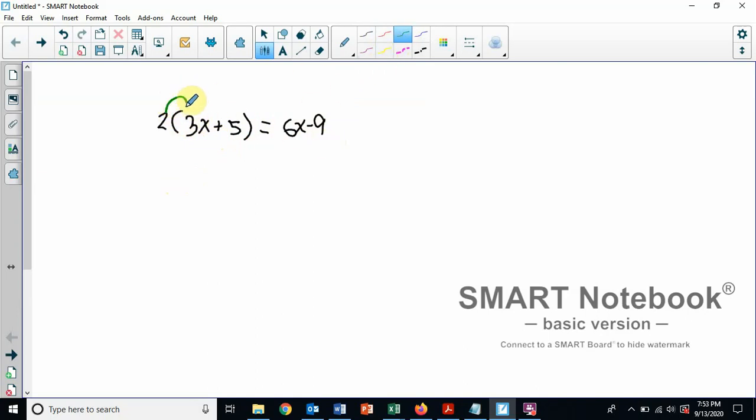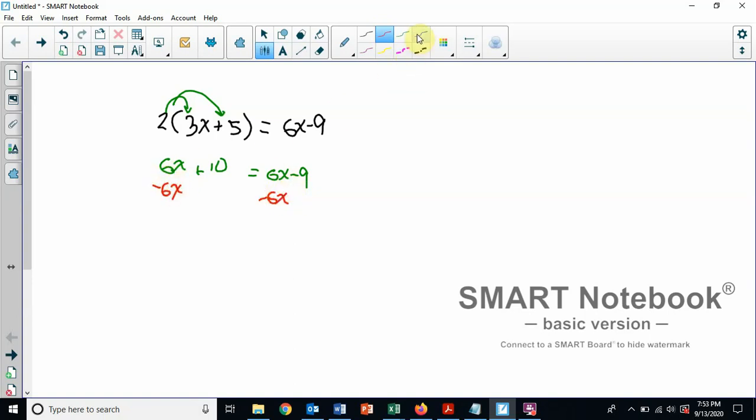I can distribute here. See, 2 times 3x is 6x. And let's finish our distribute. Plus 10 equals 6x - 9. Now remember, our third step of solving says to get the x's on the same sides. And you notice I have x's on both sides. So let's see, how do I get rid of 6x here? I'm going to subtract 6x from both sides.